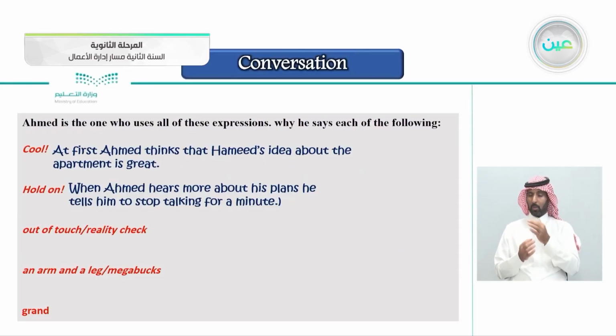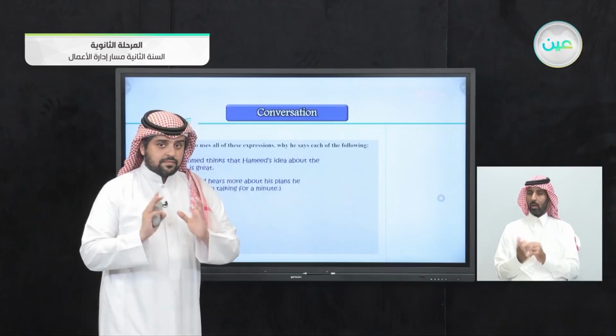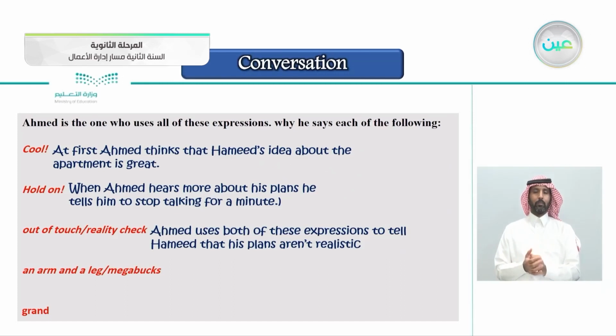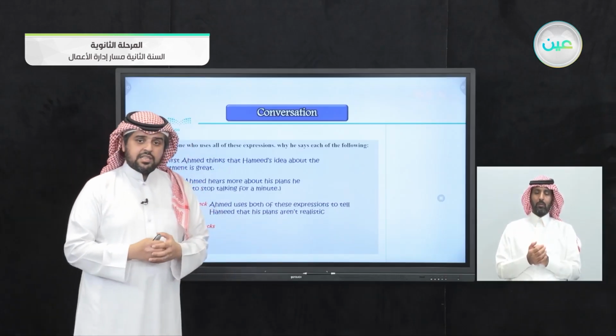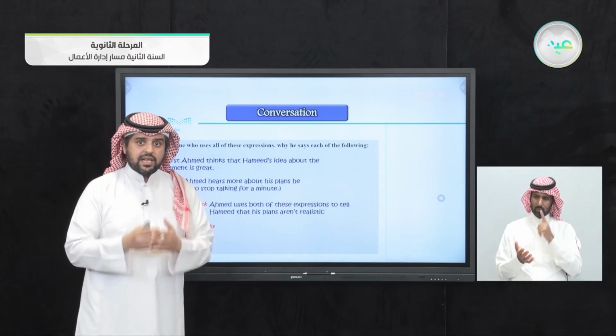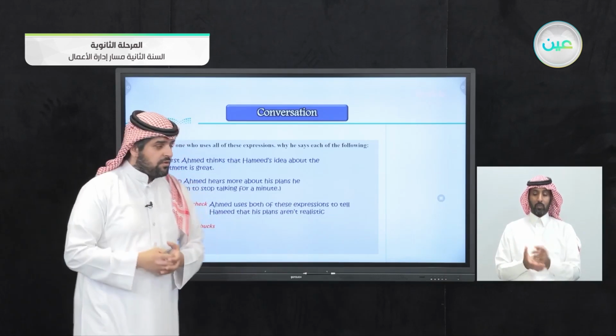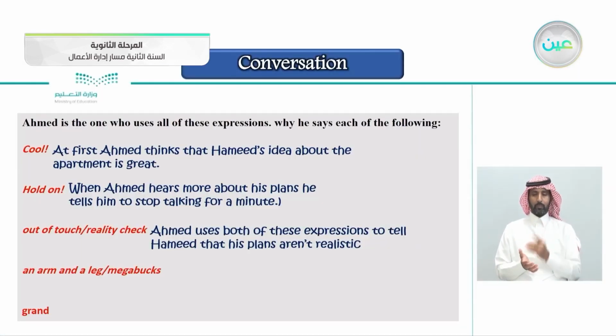Out of touch and reality check. Why does Ahmed say these expressions to Hamid? Let's check the answer here. Ahmed uses both of these expressions to tell Hamid that his plans aren't realistic, that they're not real. Out of touch means not connected with reality. And reality check means that you need to look for the facts, look for the prices for apartments to rent.